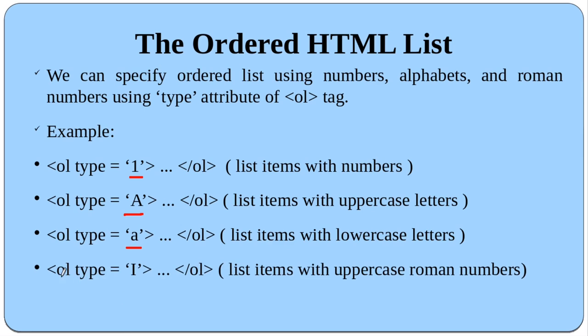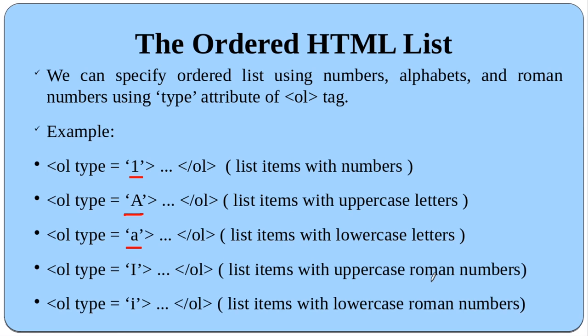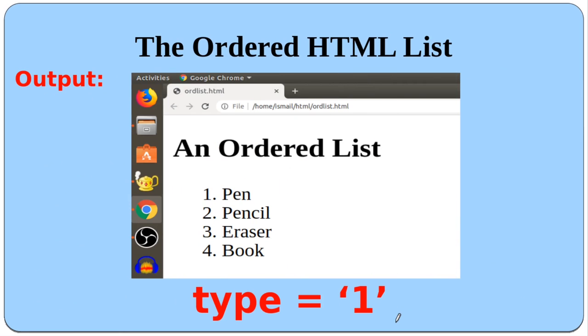If we use OL type equals to capital I, then the list items are marked with uppercase Roman numbers. If we use OL type equals to small i, the list items are marked with lowercase Roman numbers. Observe this output. Type equals to 1. If we use type equals to 1, then the output will be like this: 1, 2, 3, 4.